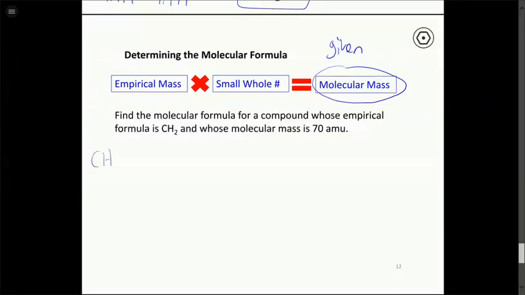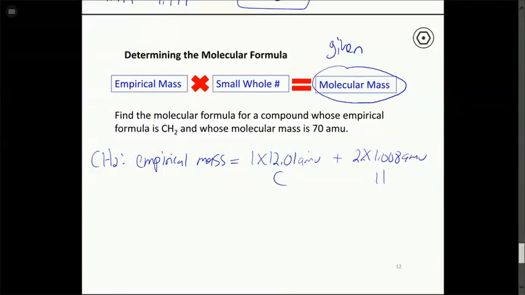So for CH2, we first need to find the empirical mass. That's just the molar mass for the empirical formula. So CH2 has one carbon, which is 12.01. I guess we'll do it in AMU. Remember that AMUs and grams per mole are kind of interchangeable in these types of problems, but we could use either one. So that's one carbon and two hydrogens. So the empirical mass is going to be, rounding to a whole number, 14 AMU. I gave you the molecular mass as a whole number, so we don't need to go any more precise than that. So the empirical mass is 14 AMU.